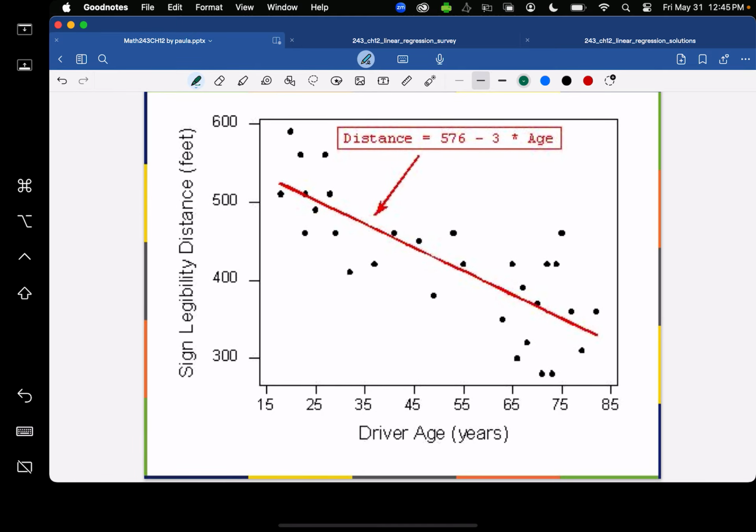So this particular graph shows that as you get older, you can't see as far, according to this data. And I have a trend line provided there. Sign legibility distance in feet. So we'll circle back to this one, but here I'm providing the equation of the best fit line, and the distance is 576 minus 3 times however old you are.